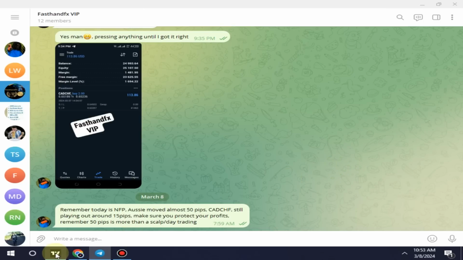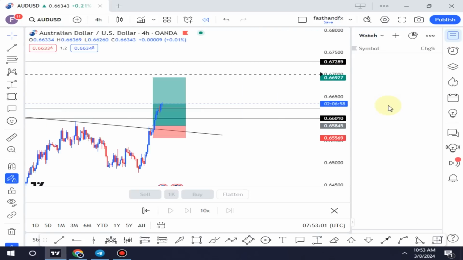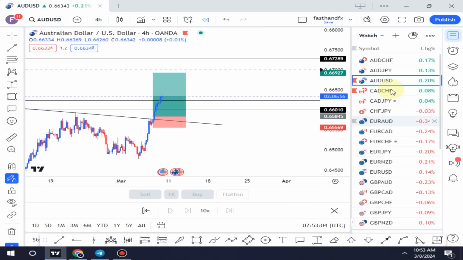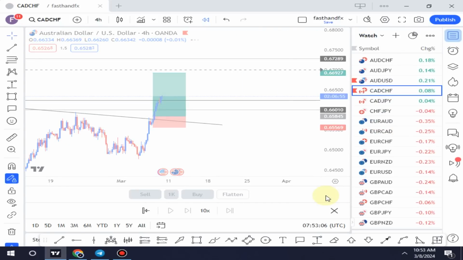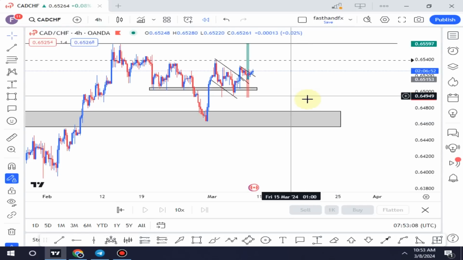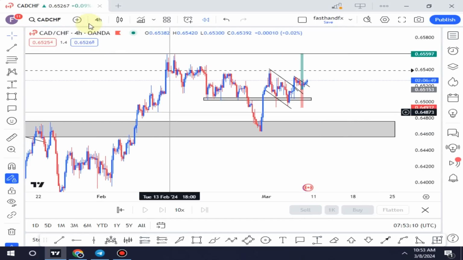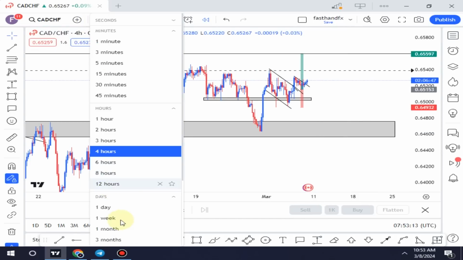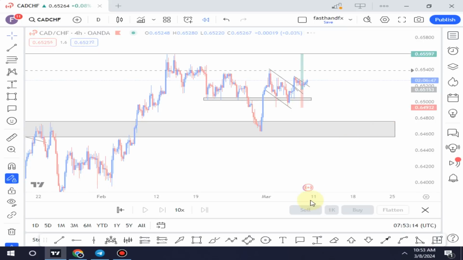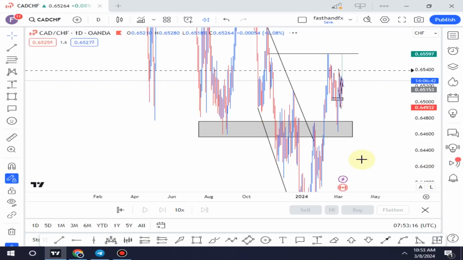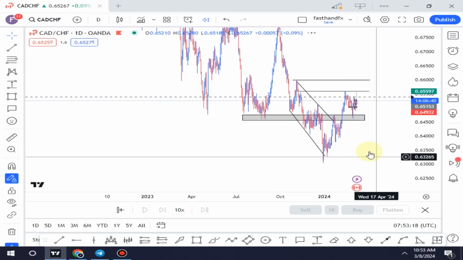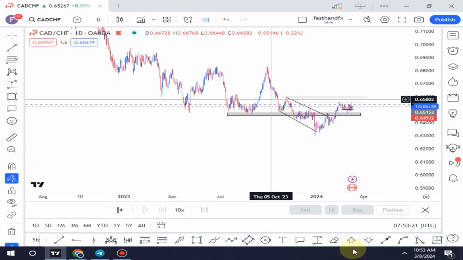Let me talk about CAD CHF. All right, here, this pair is way too slow. I don't know why she is doing this, man. On CAD CHF, I'll take you back to the daily. Too slow and boring, but patience is the key. You understand? So once again, boom.